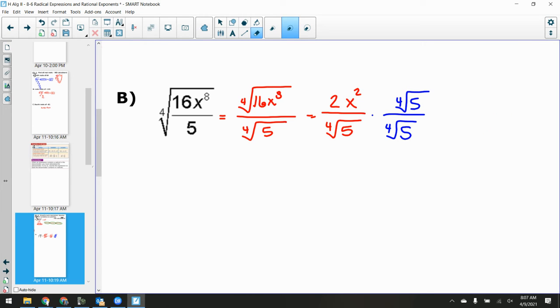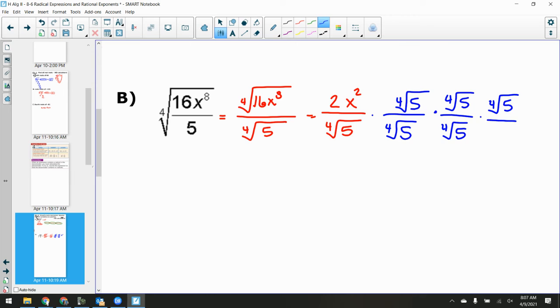I want a total of however many, whatever the index is. See, it's already there once in the denominator. So I want to multiply it by the 4th root of 5 3 more times. That's what truly rationalizes the denominator. How did I know that I want 3 more times? Well, because one was already there and the index is 4. I need 3 more to fill it up.